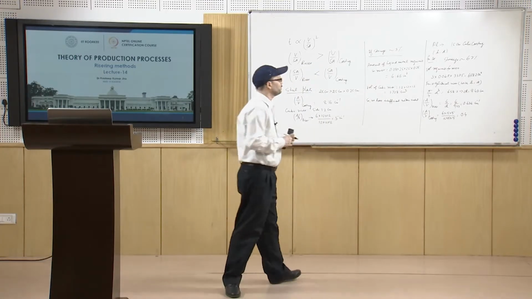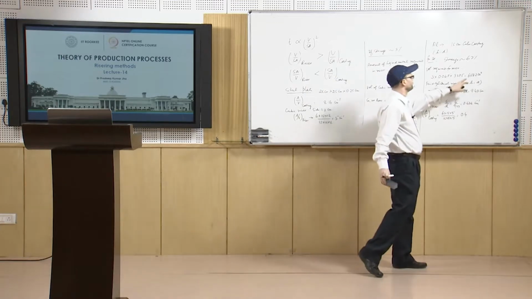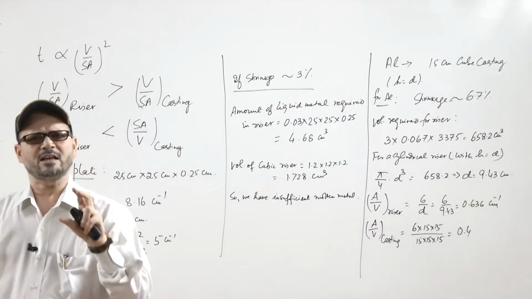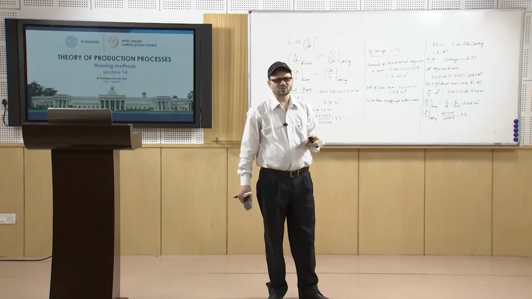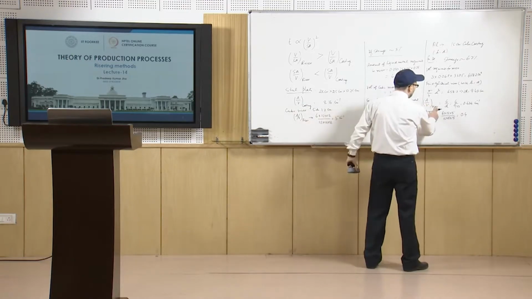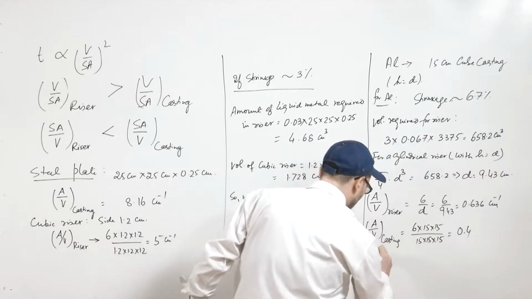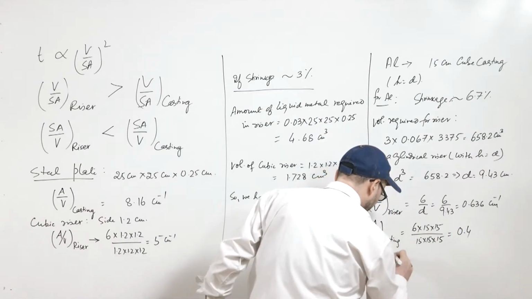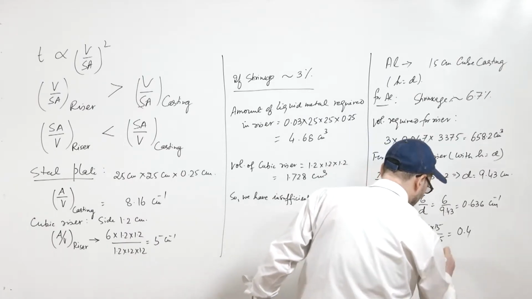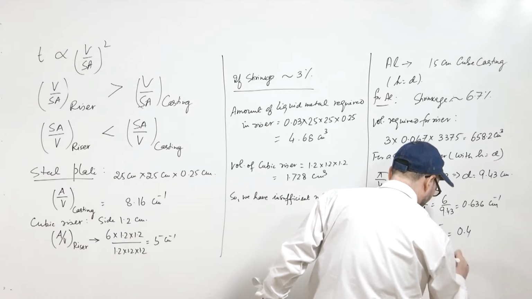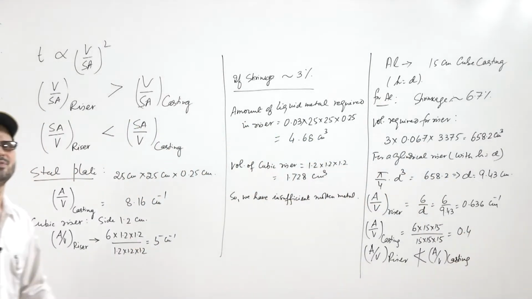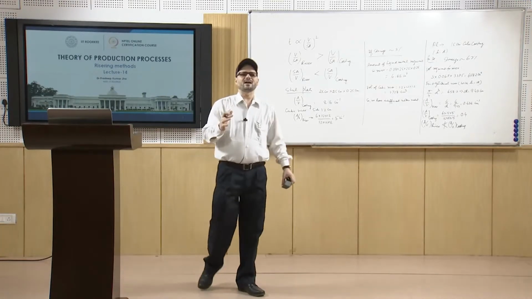So, even if you have a sufficient volume of liquid metal in the riser, it does not ensure that this will work. What you see is that A by V of riser is not less than A by V of casting. What does it mean? It means that the riser will solidify earlier than the casting.